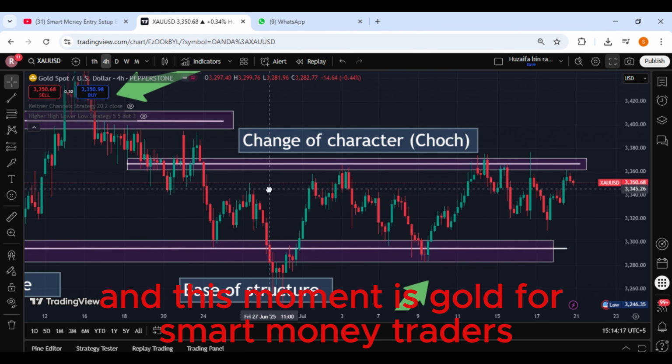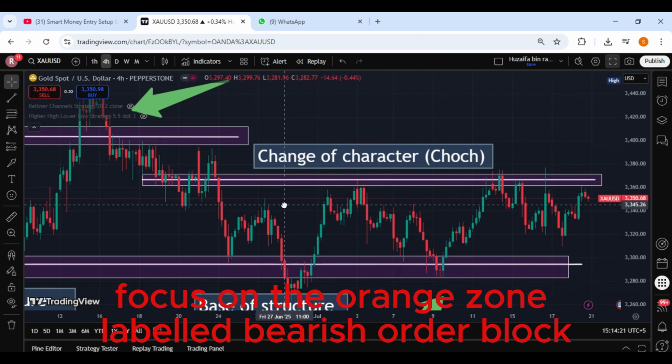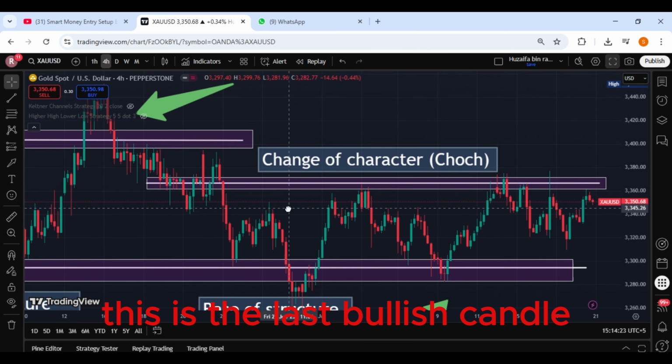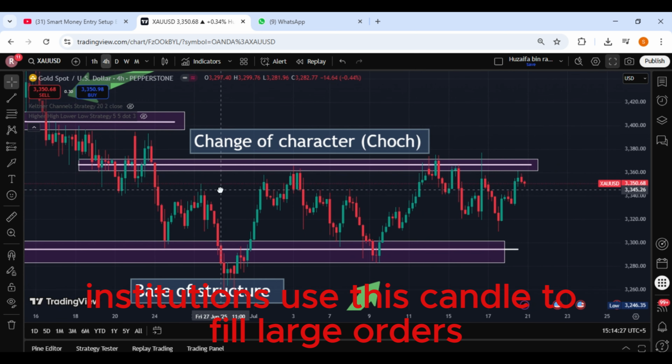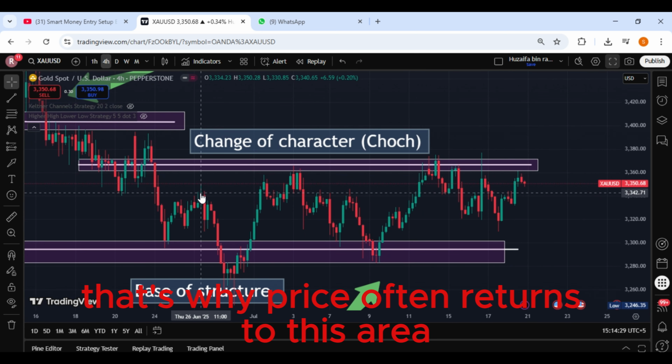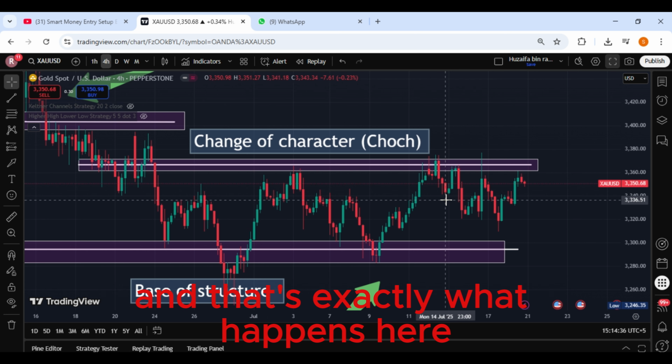Now focus on the orange zone, labeled bearish order block. This is the last bullish candle before the bearish move that broke structure. Institutions use this candle to fill large orders. That's why price often returns to this area to mitigate or retest unfilled orders. And that's exactly what happens here.